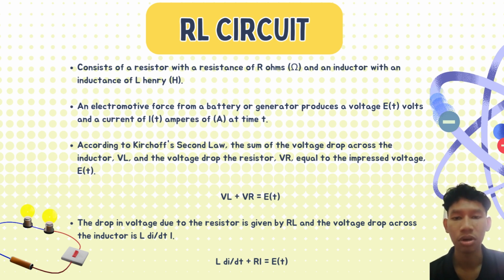According to Kirchhoff's second law, the sum of the voltage drop across the inductor V_L and the voltage drop across the resistor V_R equals the impressed voltage E(t). So the formula is V_L plus V_R equals E(t). The drop in voltage due to the resistor is given by RI, and the voltage drop across the inductor is L times dI over dt. So the formula is L dI/dt plus RI equals E(t).